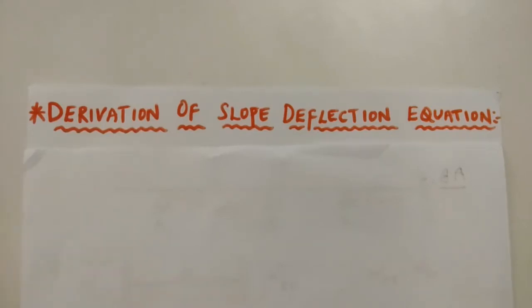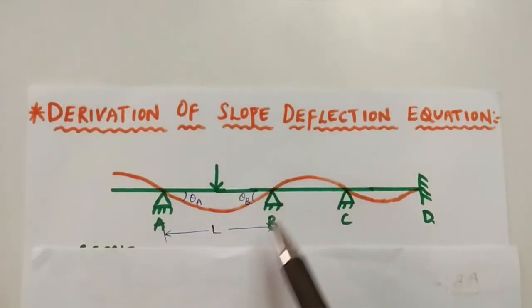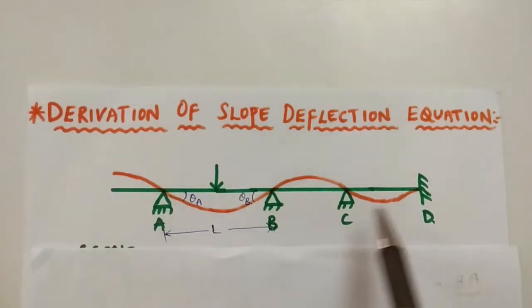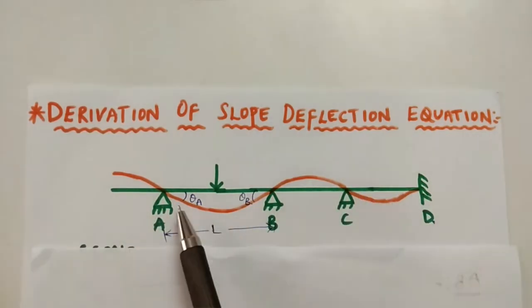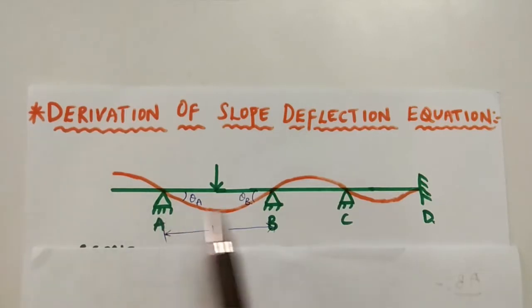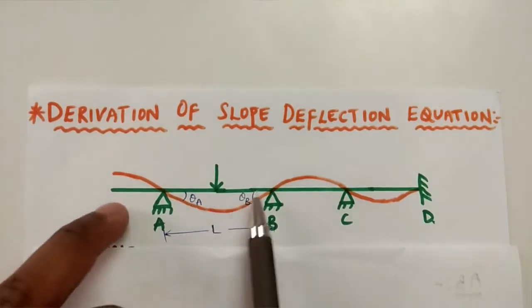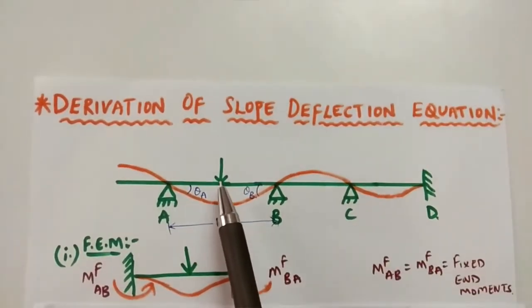Now we'll see, let us assume one continuous beam A, B, C, D span. This is continuous beam. Okay, it is fixed at the support D. I will consider a span AB. Consider this span AB. It is having one point load at center with a span length L.